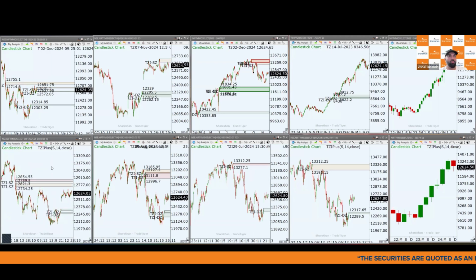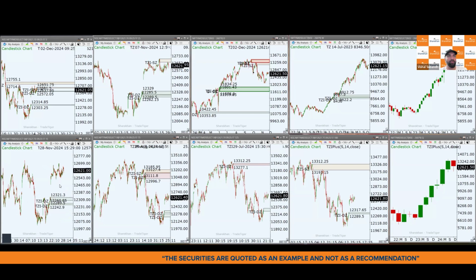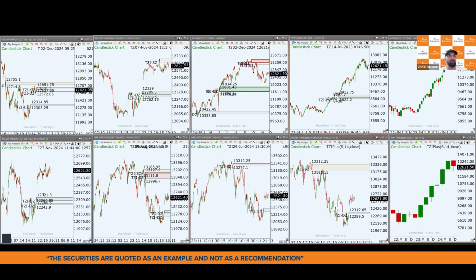But if we go on the 15-minute charts, what is interesting to see is that there are two levels of supply, one on top of each other. So 12,734 to 12,854 will be key levels of supply. And in case the price does get here, we might see some selling pressure before the price comes down.